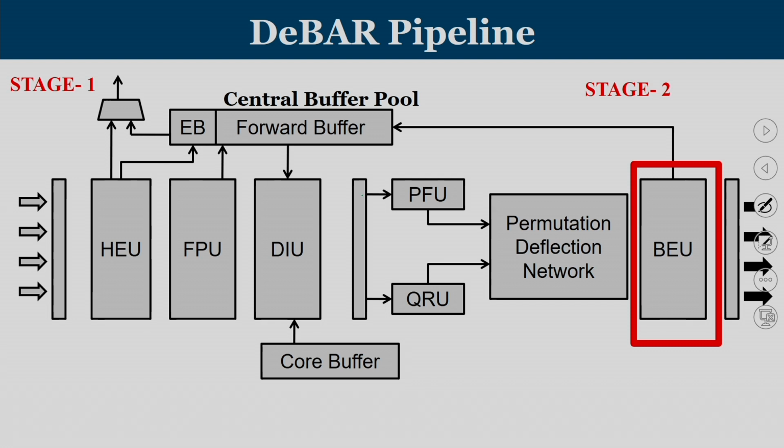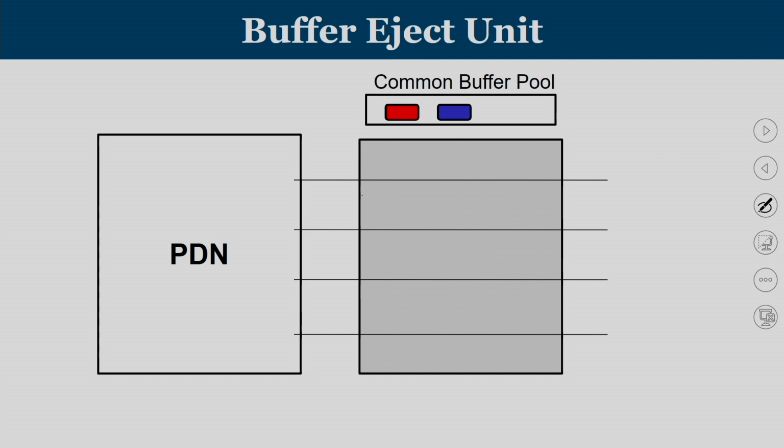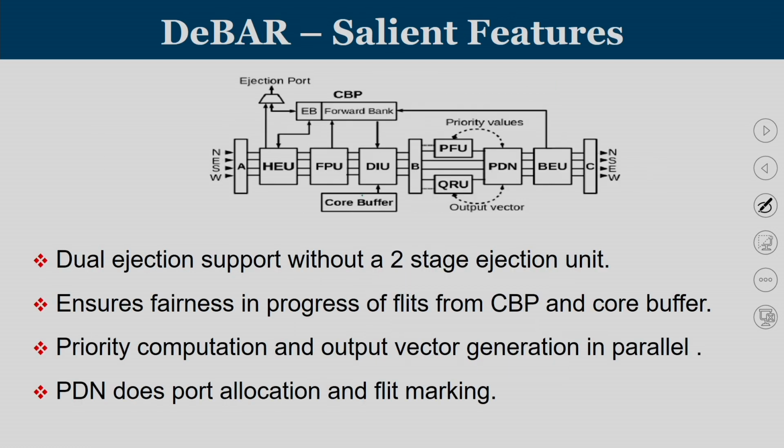Now, let us consider the last unit, that is the buffer eject unit. In this buffer eject unit, the PDN's output goes to the buffer eject unit, which is in turn connected to the common buffer pool. The PDN performs the marking that we have seen previously. If the marking bit is 0, the buffer eject unit's job is easy, the flit passes directly through to the destination. If the marking bit is 1, the flit is taken to the common buffer pool. That is how the buffer eject unit works.